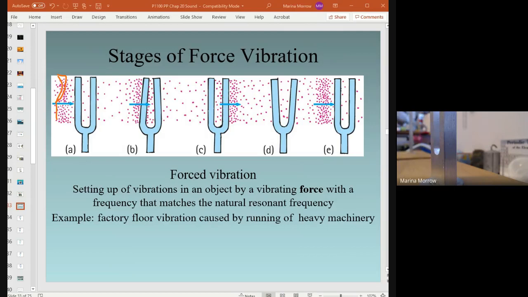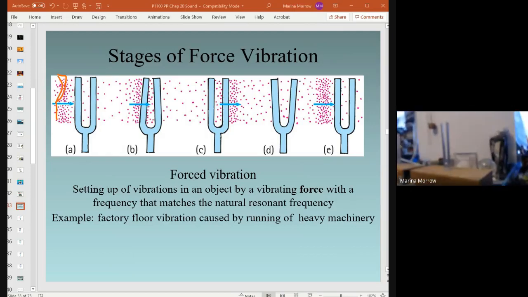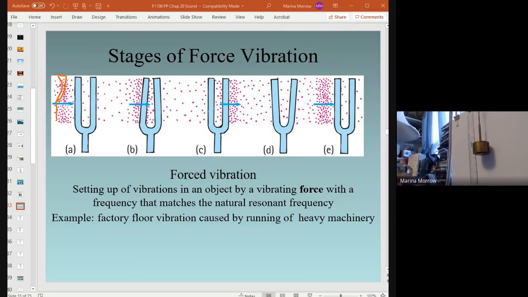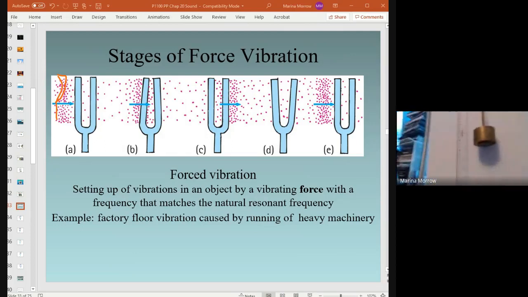Now, another place where resonance, see there are some weights back here on a spring. So we were talking about how you can have an equilibrium position.